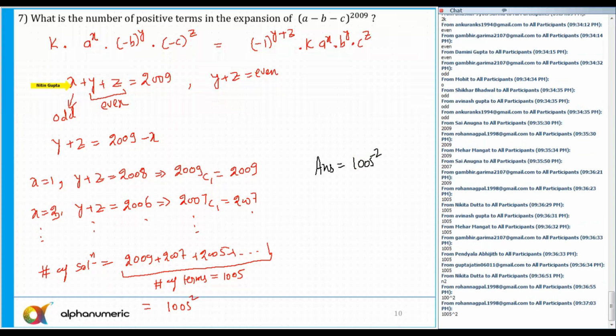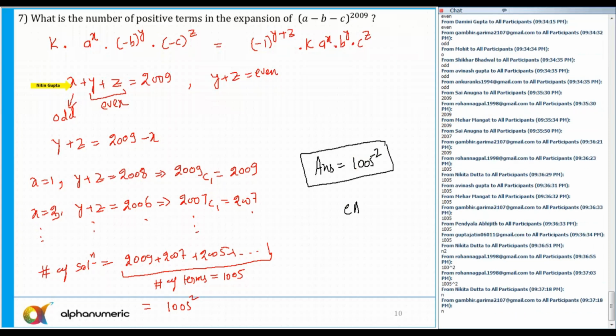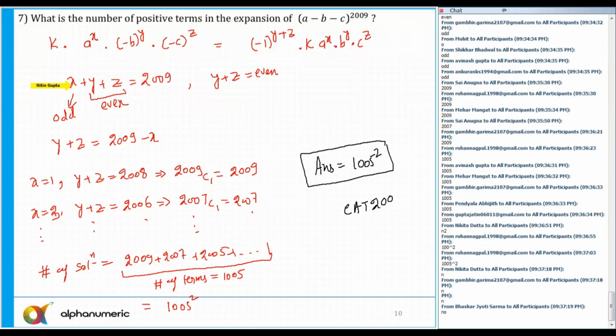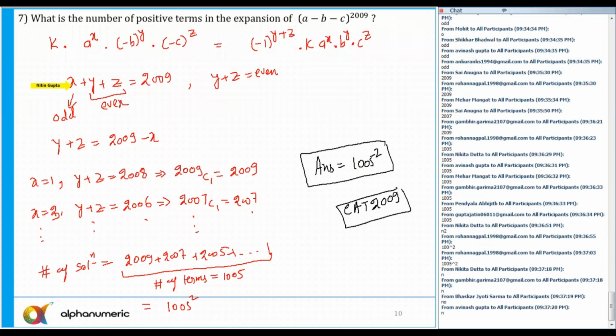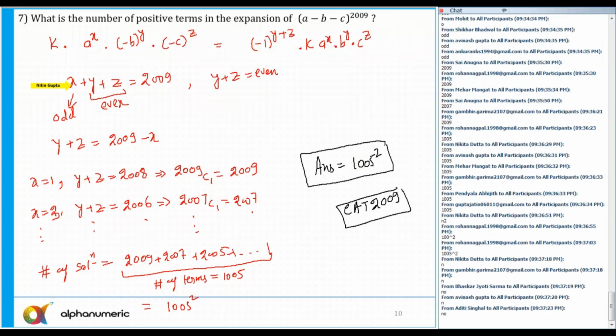Any doubts to anyone now? Please tell me. This question was asked in CAT 2009 in my paper. Alright. So any doubts to anyone? Can I move to the next slide?